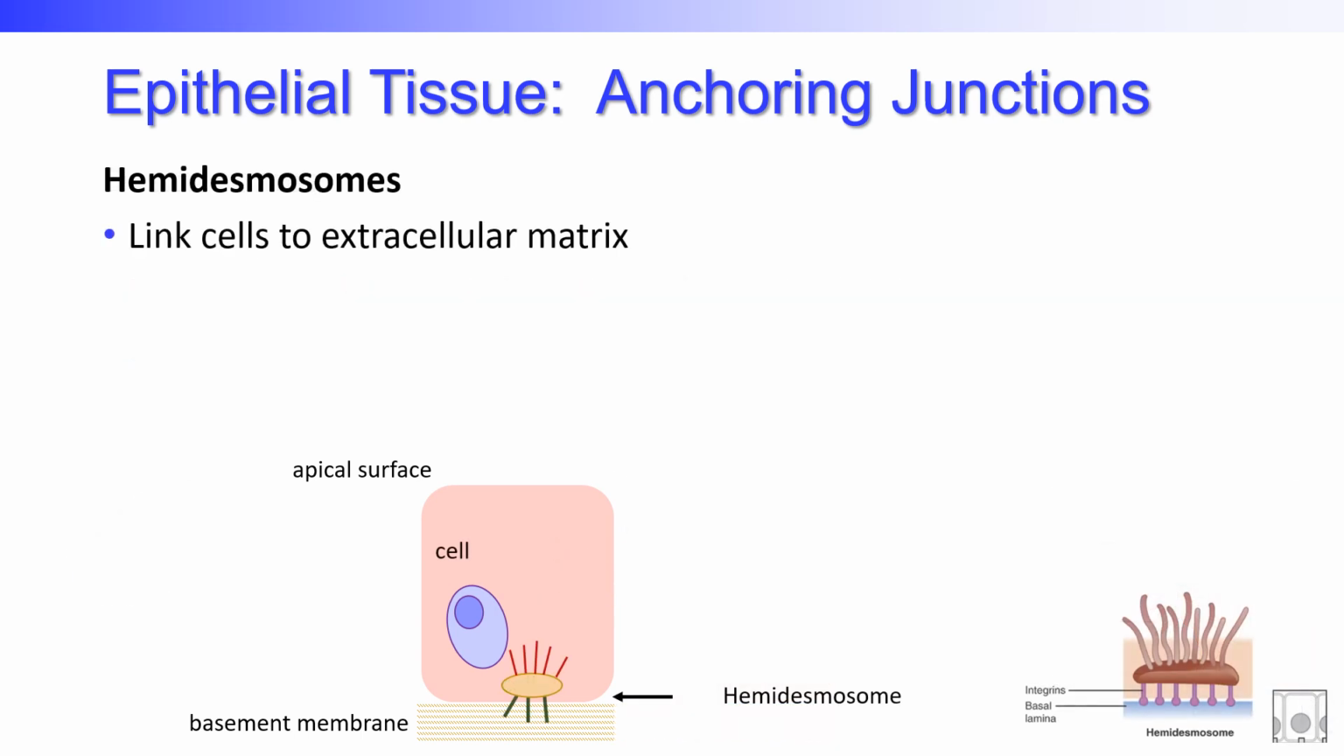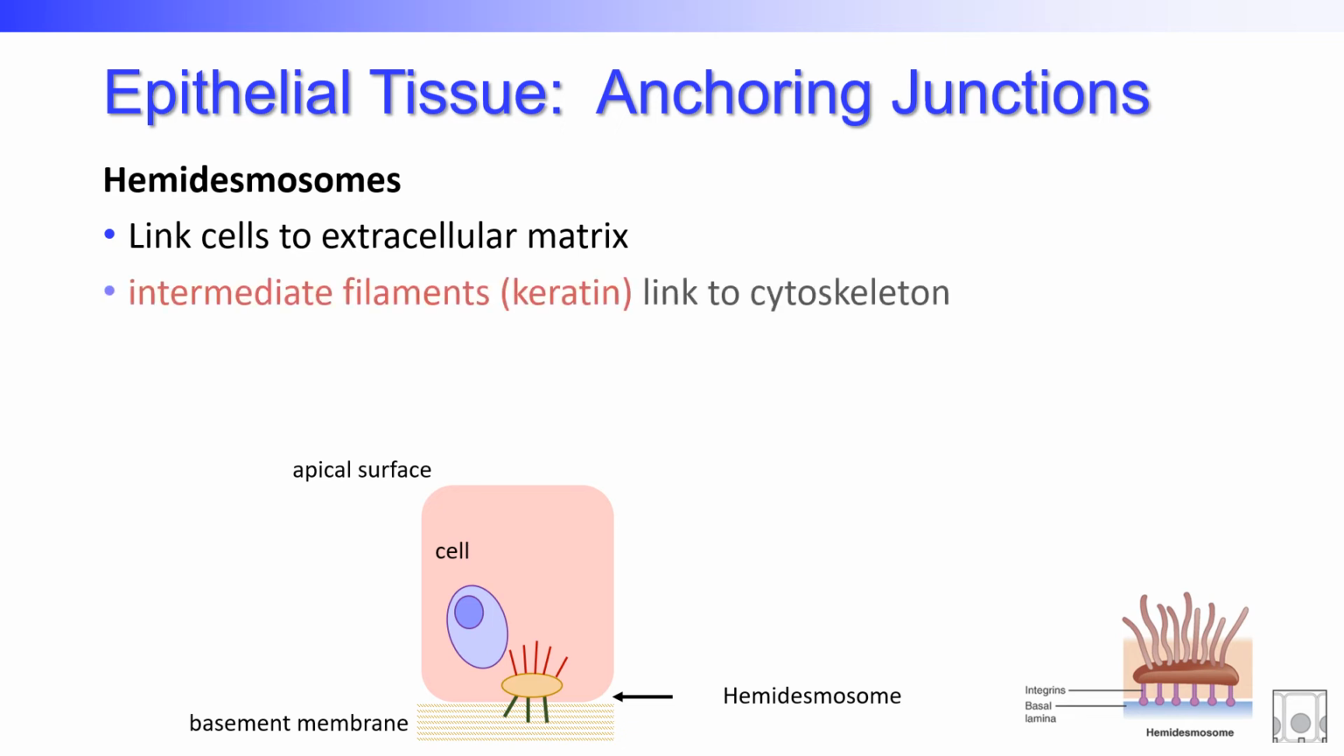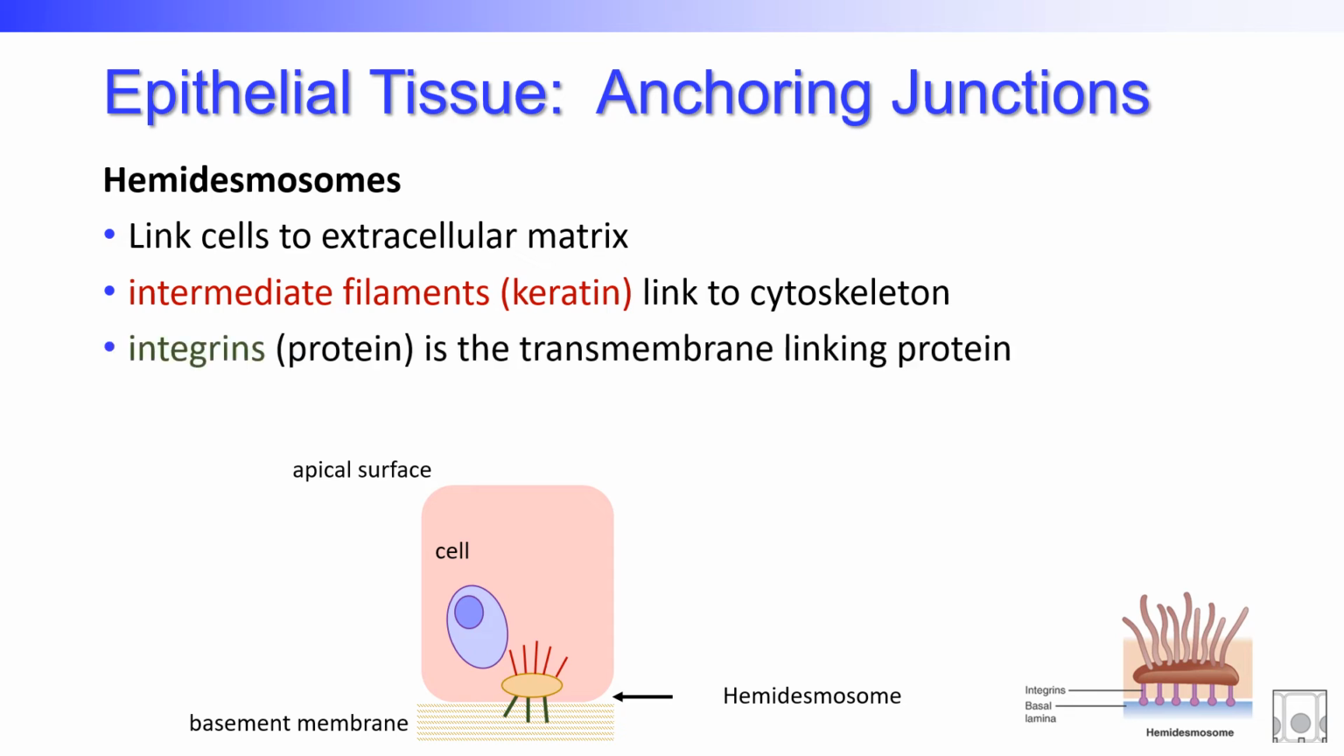Hemidesmosomes are going to link cells to extracellular matrix such as a basement membrane. The proteins that link the junction to the cytoskeleton are also going to be keratin proteins. That's why I show them in red. But the proteins that are going to link to the basement membrane are going to be integrins. So the integrins are going to be the transmembrane proteins that create the linkages. These hemidesmosomes are going to be found on the basal surface of the epithelial cell.